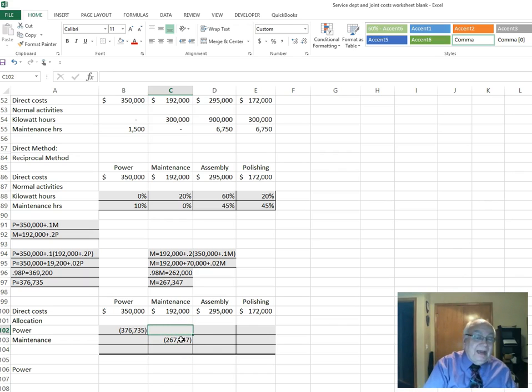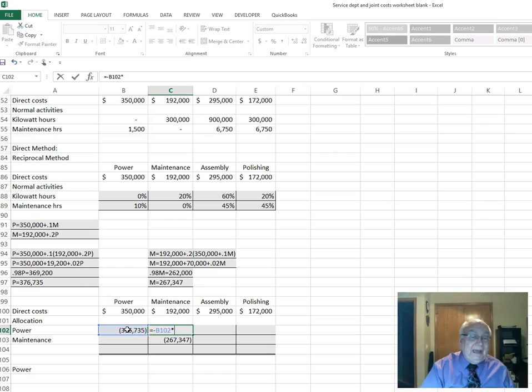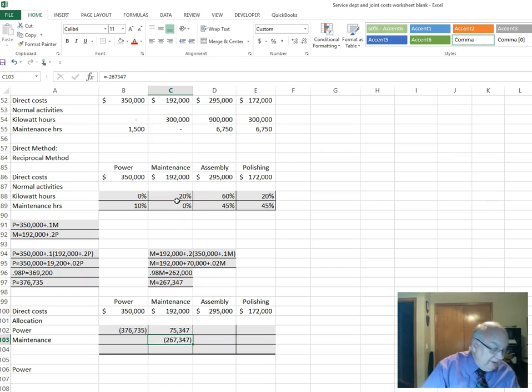Now, to allocate this, we'll do it this way, equal. We want that number times the maintenance percentage. Maintenance has what percent? And you said 20%. So this is what we want to allocate up there. So it gives us 75,347. Okay, we'll do it this way then.